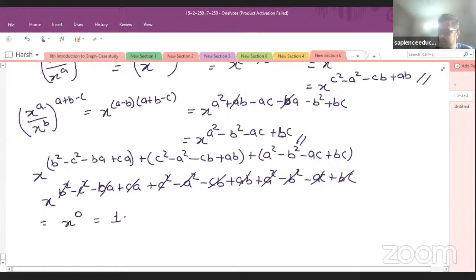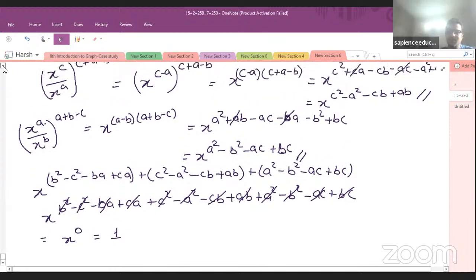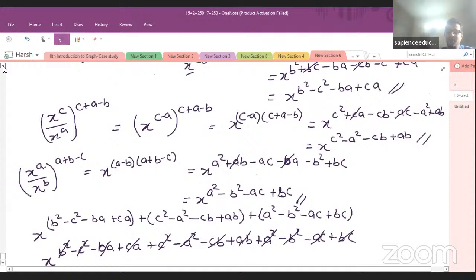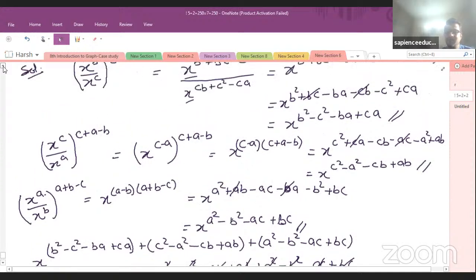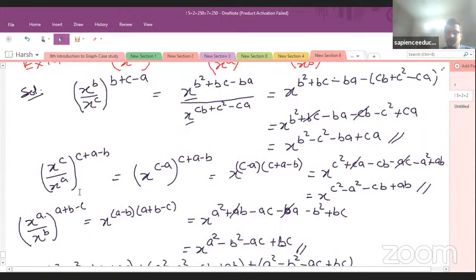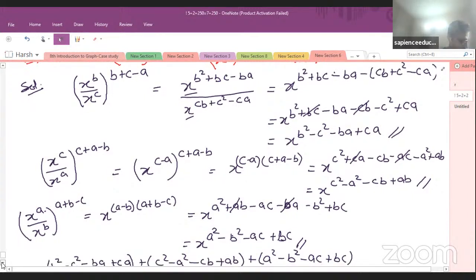Did you get it, everyone? Did you understand? There is nothing new, there is no trick. It was only that you have to use the law and you have to very patiently do the algebraic operation. There is nothing tricky or anything. It was a very simple question, but a little lengthy. Okay, very good, Mohit.